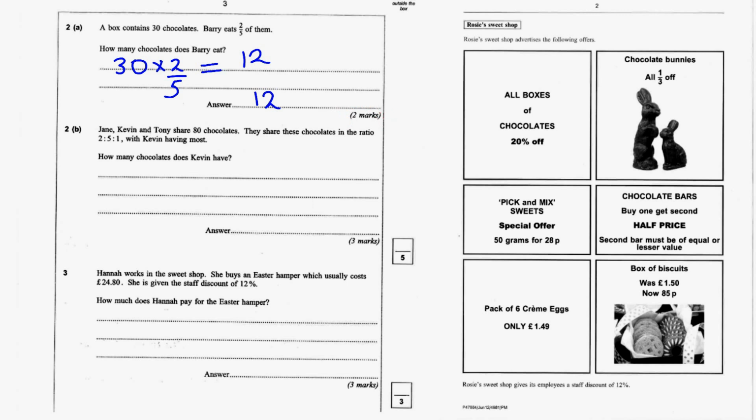Okay, so it's saying a box contains 30 chocolates, so that's my 30 chocolates. And Barry eats 2/5, so that's times 2/5. Okay, so we tap this into our calculator. That'll be 30 times 2 divided by 5. That gives you the answer 12. So he's actually eaten 12 of them. And there's my answer. Again, how do we mark it? You should know this by now. 2 marks, 1 for the working out, 1 for my answer. That's my 2 marks.